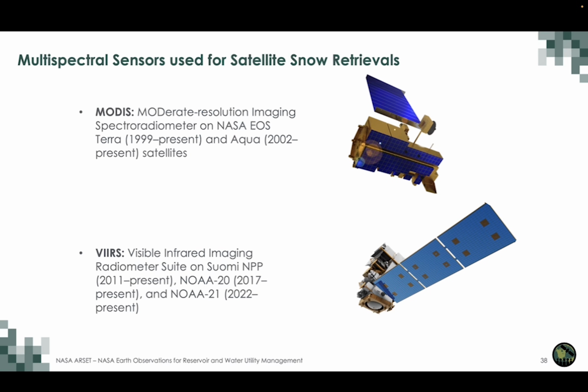Together, these sensors provide an unbroken, multi-decade record of global snow cover. Having this deep historical archive allows us to confidently compare today's snowpack extent against historical averages. This context is essential for building accurate seasonal runoff models, predicting water availability, and guiding long-term reservoir operations.